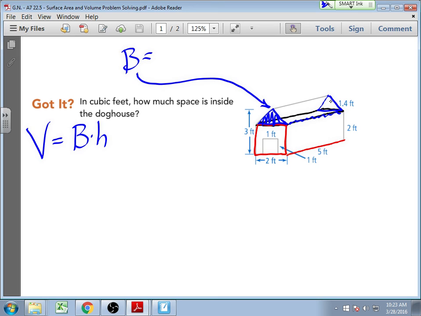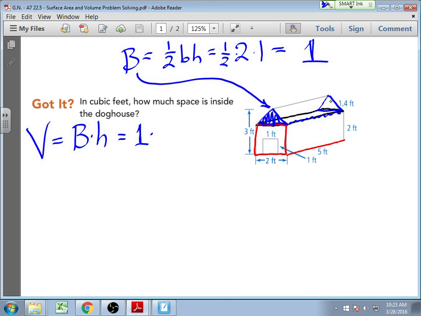The base is a triangle. Area of a triangle is 1/2 big B times H. Or sorry, not big B. 1/2 little b times H. What's the base of the triangle? It's 2, right? The height of the triangle, and we just did this in the last problem. It's the next slide up. The height was 1. 1/2 of 2 is 1. 1 times 1 is 1.